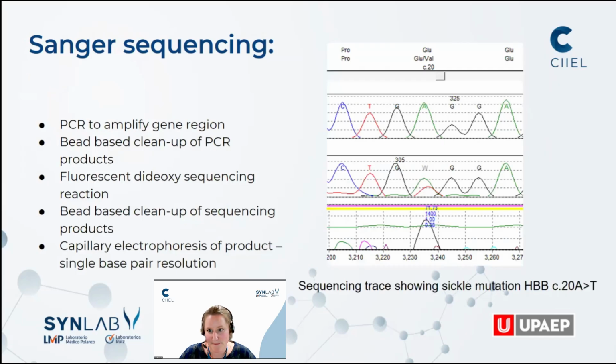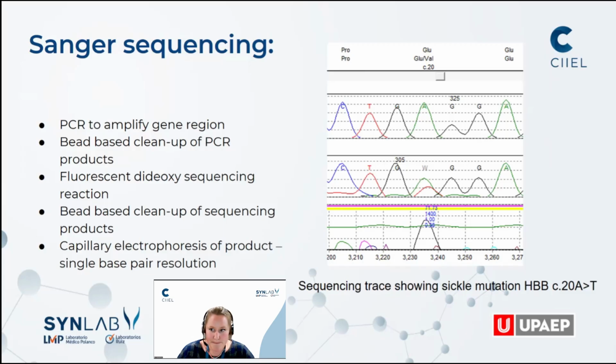So this is an example of a Sanger sequencing plot, just to run through very briefly how Sanger sequencing works. We use PCR to amplify the gene region that we're interested in, in this case the beta globin gene. We use a bead-based cleanup of the PCR products. We then use a fluorescent dideoxy sequencing reaction, a classic Sanger sequencing reaction.